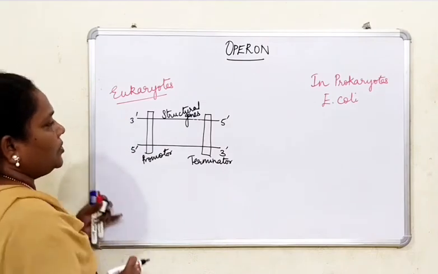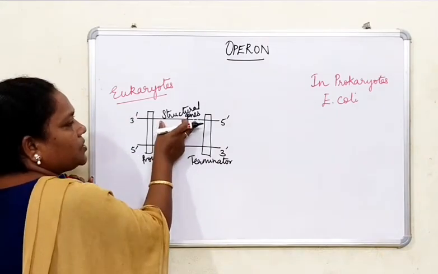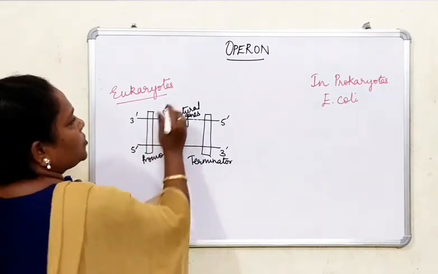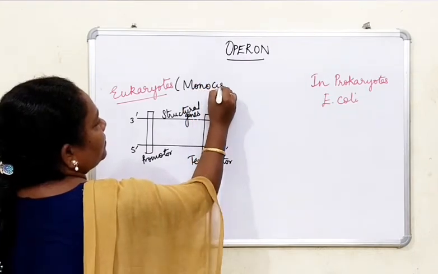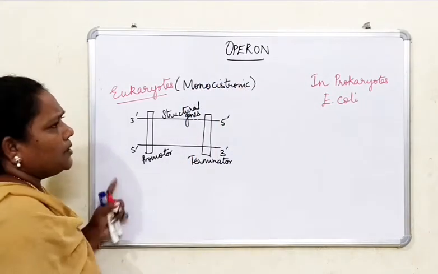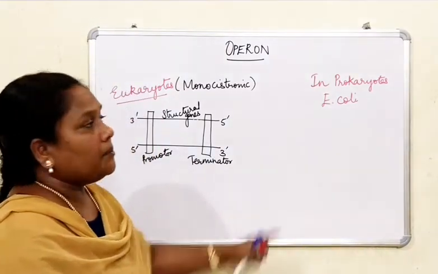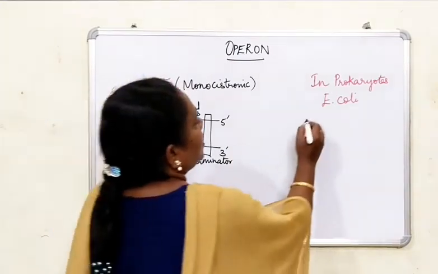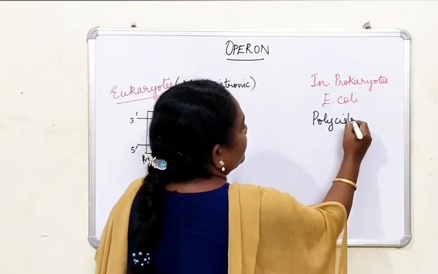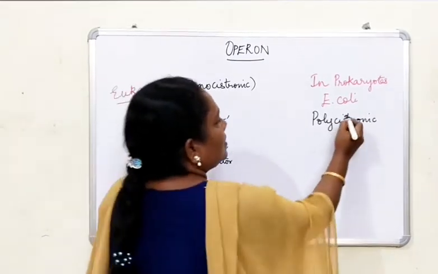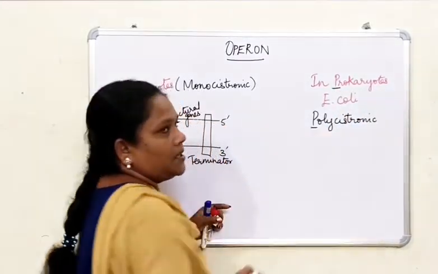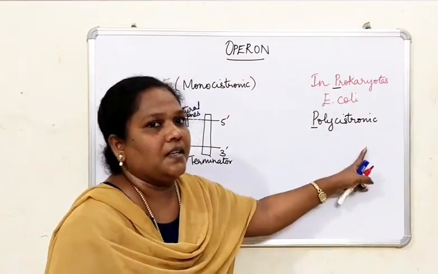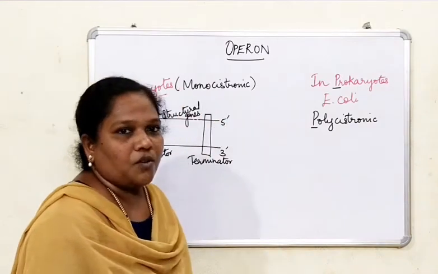Okay. But in eukaryote, if the structural gene that is present in a transcription unit, okay, in eukaryote, it is said to be monocistronic. Monocistronic. Then what about in prokaryotes? In prokaryotes, the structural genes that is present in the transcription unit, it is said to be polycistronic. So you can very well remember PP, prokaryotes and polycistronic. So in prokaryotes, it is poly. Poly means many cistrons are present, many structural genes are present. Whereas here in eukaryotes, it is monocistronic.